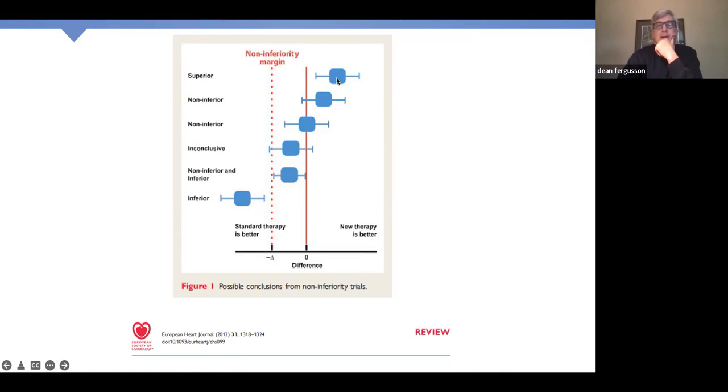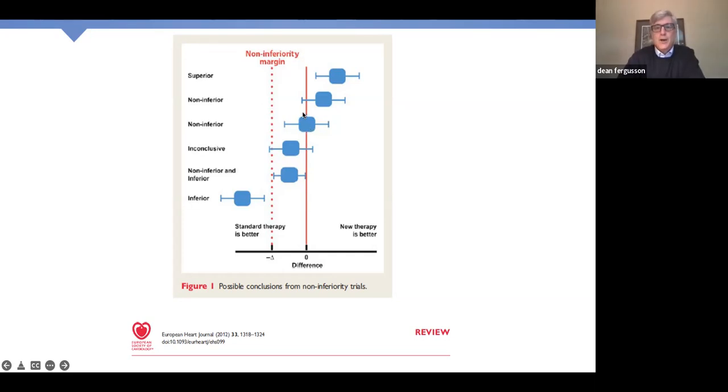If you get a result that's not statistically significant, whereas this one is statistically significant, but it's certainly trending towards the new therapy being better, that would be non-inferior.